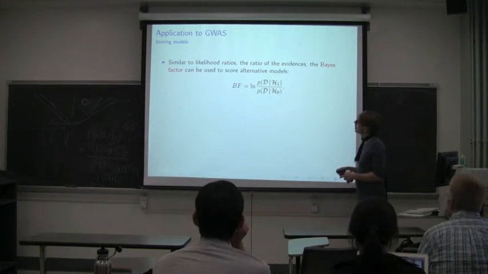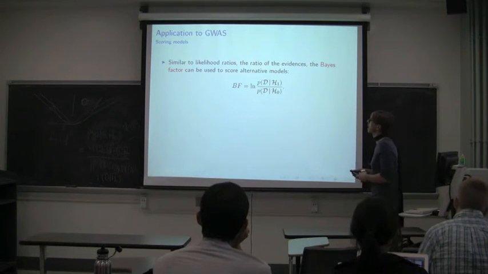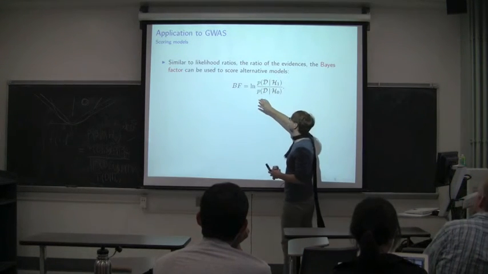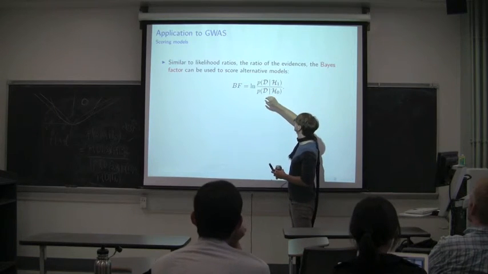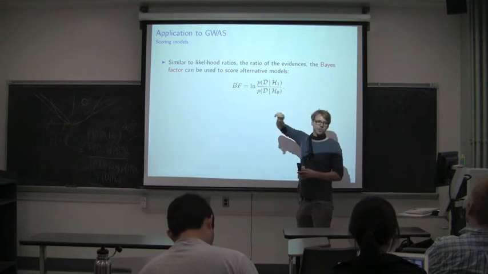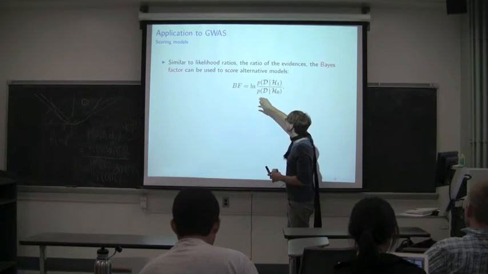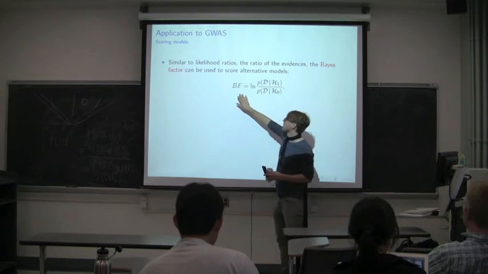So, how can we now score something? We can do something that is absolutely analogous to a likelihood ratio, where before we just took the likelihoods and wrote the ratio of those, or the log of that. But in this case, we take the log of the two evidences of the two models, and that is what is called the Bayes factor.